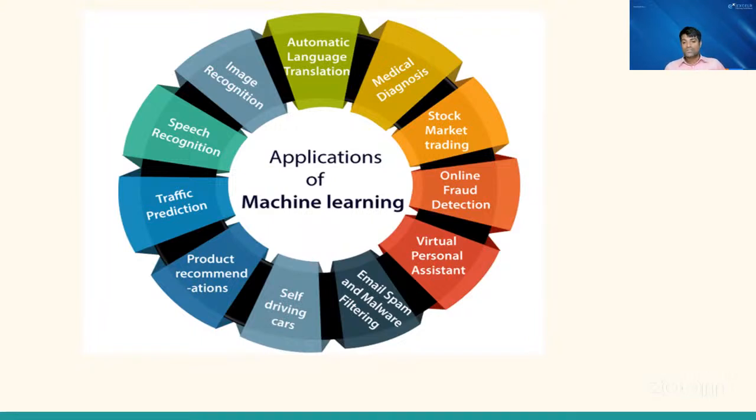Then we have the virtual personal assistant, like Google Assistant. Now Google has come up with Gemini as well. Then we have Apple's Siri, Samsung's Bixby, and so on. And I think Vivo Jovi, right? So like that, we have different voice assistants or personal assistants. Then we have email spam and malware filtering, self-driven cars, product recommendations, traffic predictions, speech recognition, image recognition, and so on.